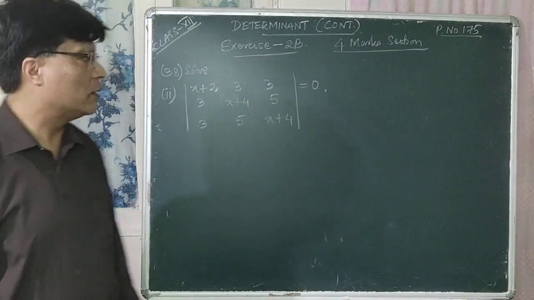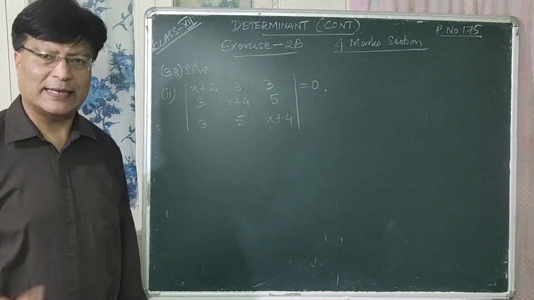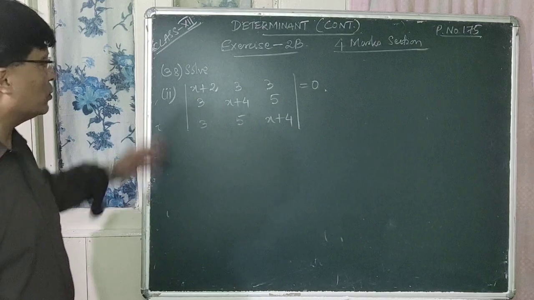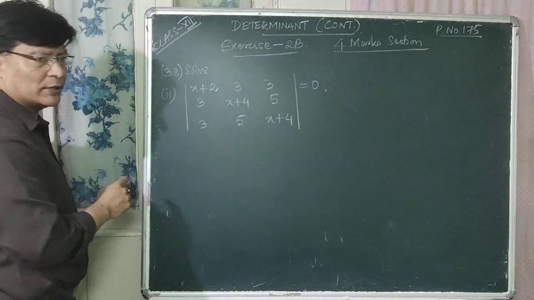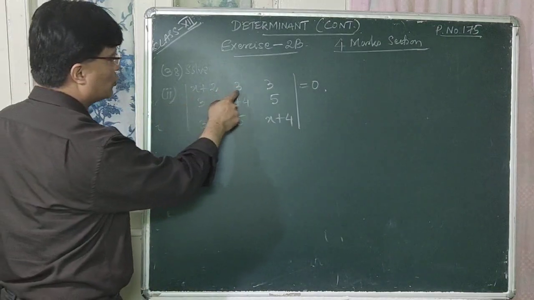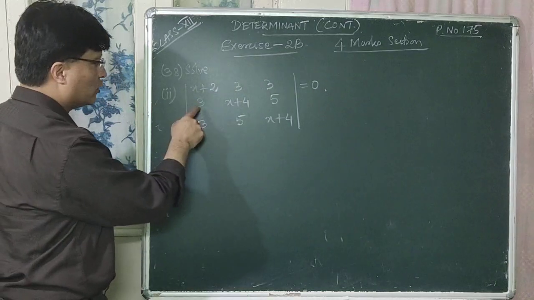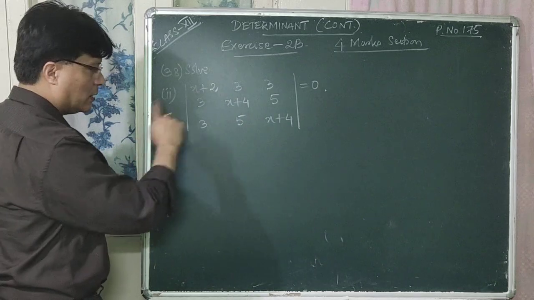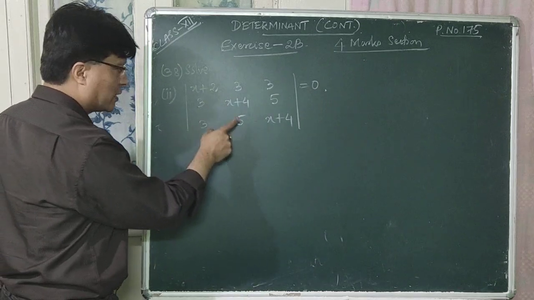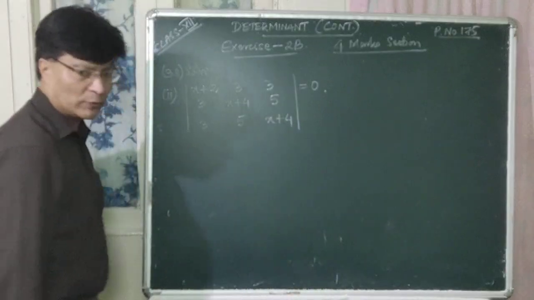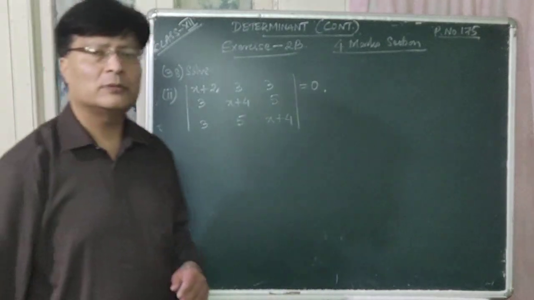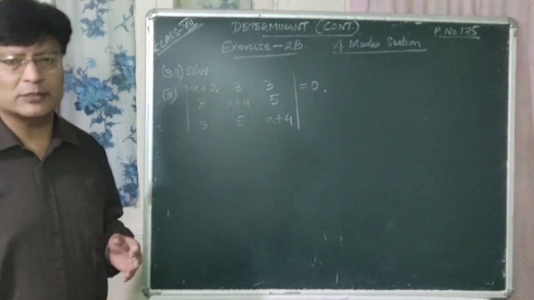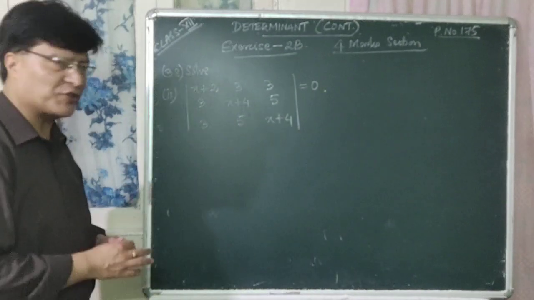So now we will do question number 38, that is solve. Solve means you have to get the value for x. In the first row it is given as x plus 2, 3, 3. Second row, first element 3, second x plus 4, third is 5. In the third row, first element is 3, second element is 5, and the third one is x plus 4. So you have to use the properties of determinants in order to simplify this determinant, right? So let us check it.